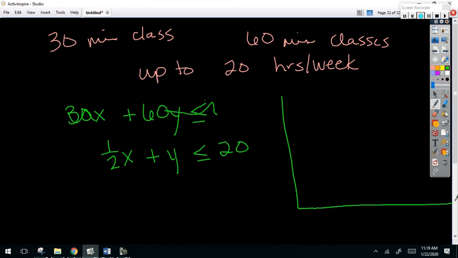All right, so X is going to be my 30-minute classes. Y is going to be my 60-minute, and just because that's the way I set it up, because it came that way, I would say graph this intercept. I'm in the first quadrant because you're not going to have -5 30-minute classes, and you're not going to have -2 60-minute classes, right? You can't really go negative with this, so we're going to stay in the first quadrant.